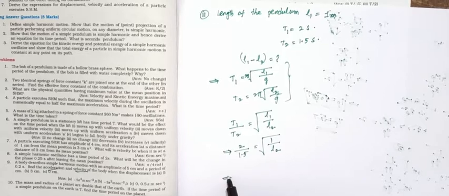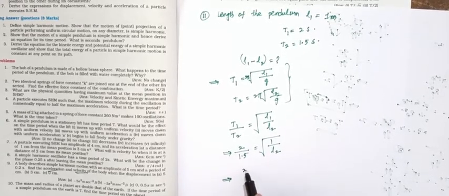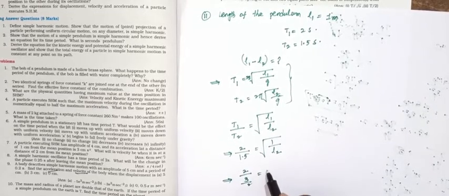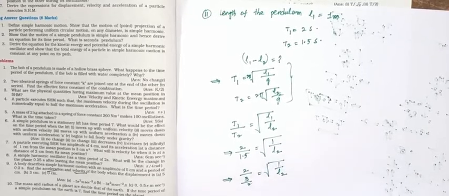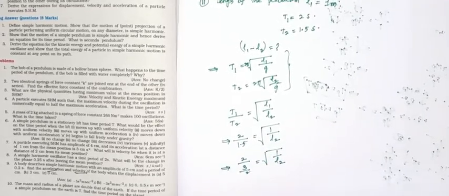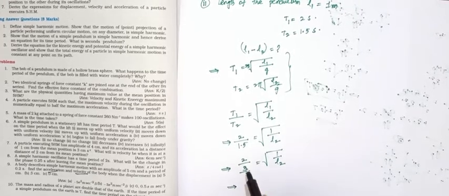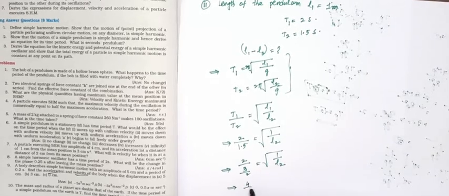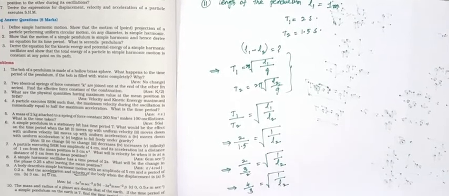So that implies here 1.5 is nothing but 3 by 2. 2 by 3 by 2 equals square root of 1 by L2. Okay. Next we can write here 2 by 3 by 2 is nothing but 4 by 3, equals square root of 1 by L2.